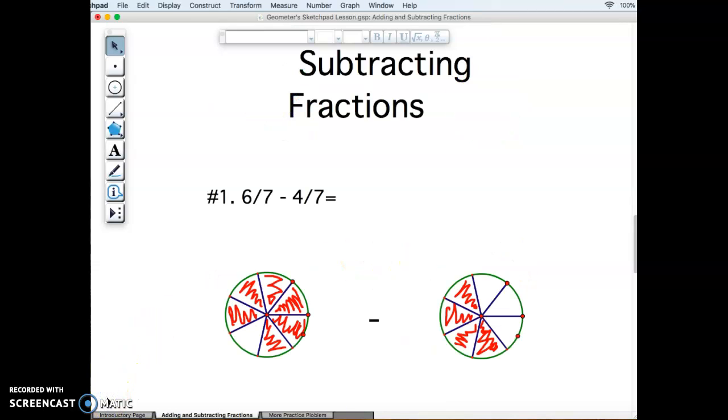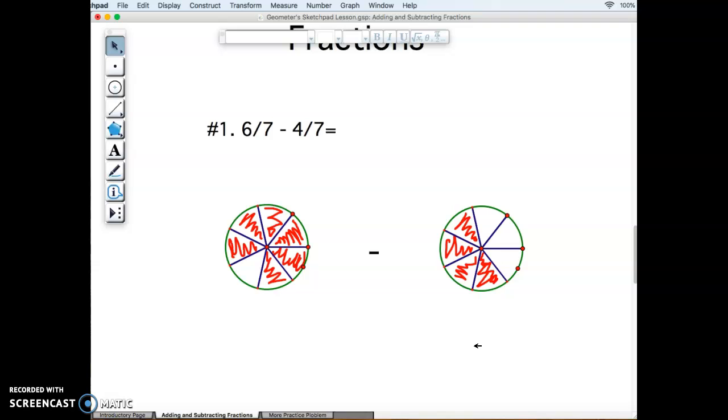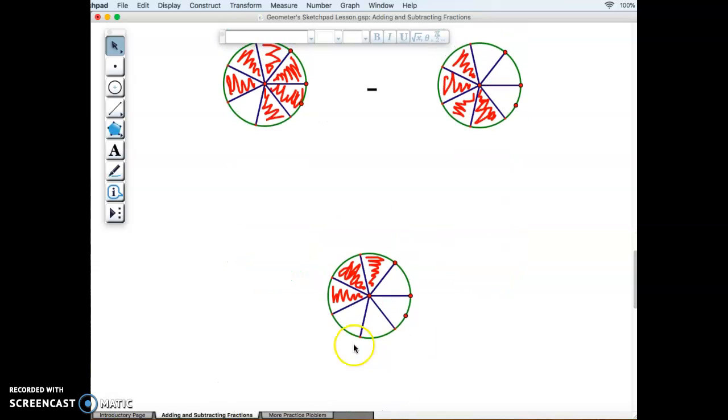So now I'm going to move on to subtracting fractions. I want to take 6/7 minus 4/7. So again, I have just filled in 6 out of 7 portions of the circle, and then here minus 4 out of the 7 portions filled in here. So what does that equal? Well, you simply subtract the numerators and keep the denominator the same. So here we have 3/7.